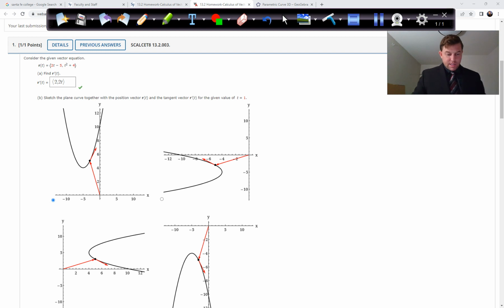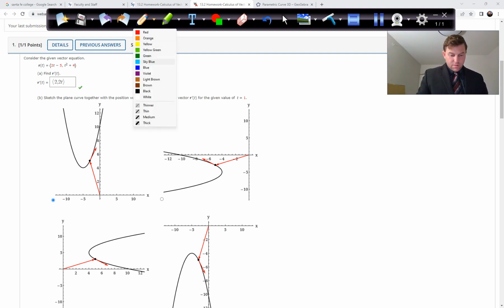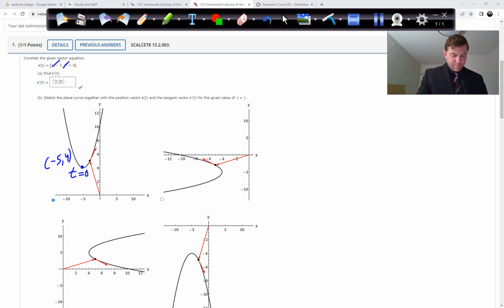So when t is 0, you get the point -5 and 4. And so we get a point. I'm just going to work from the answer here. This is when t is 0, and you can see when t is 0, you get -5 and 4. So we have the point -5, 4. And then you can plug in other t values, and you'll see that it looks like this parabola here in the black. That is the vector function.